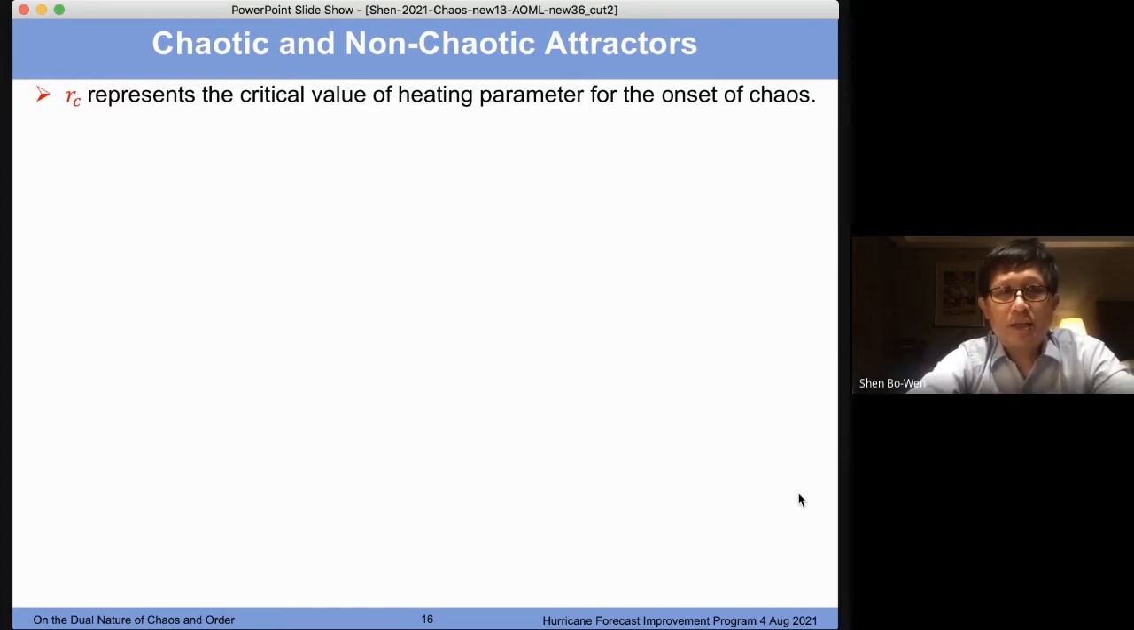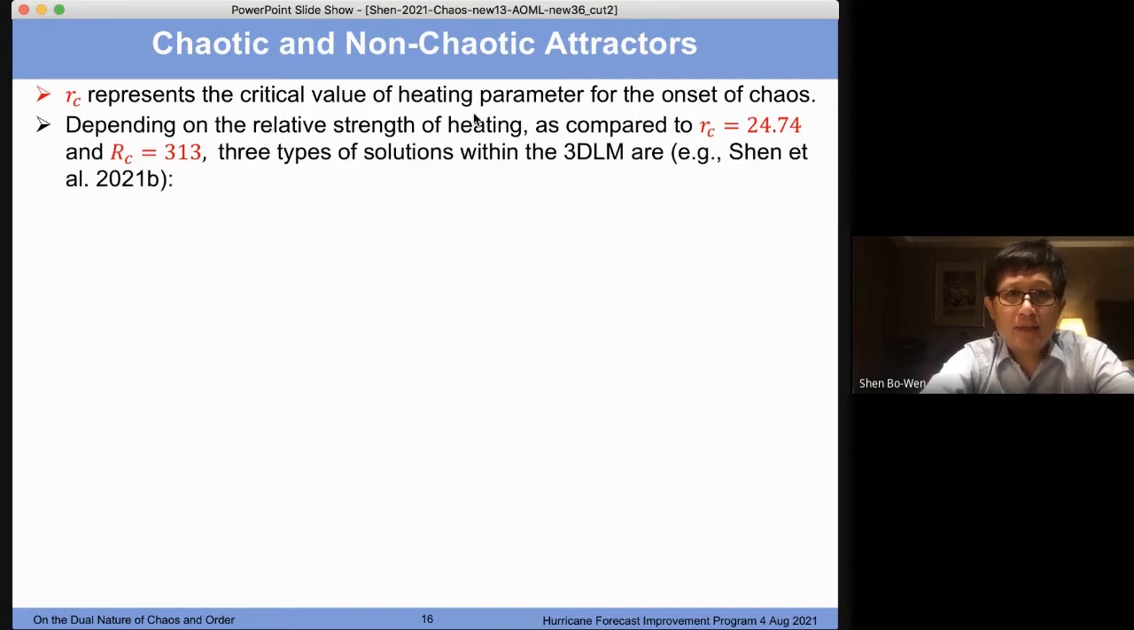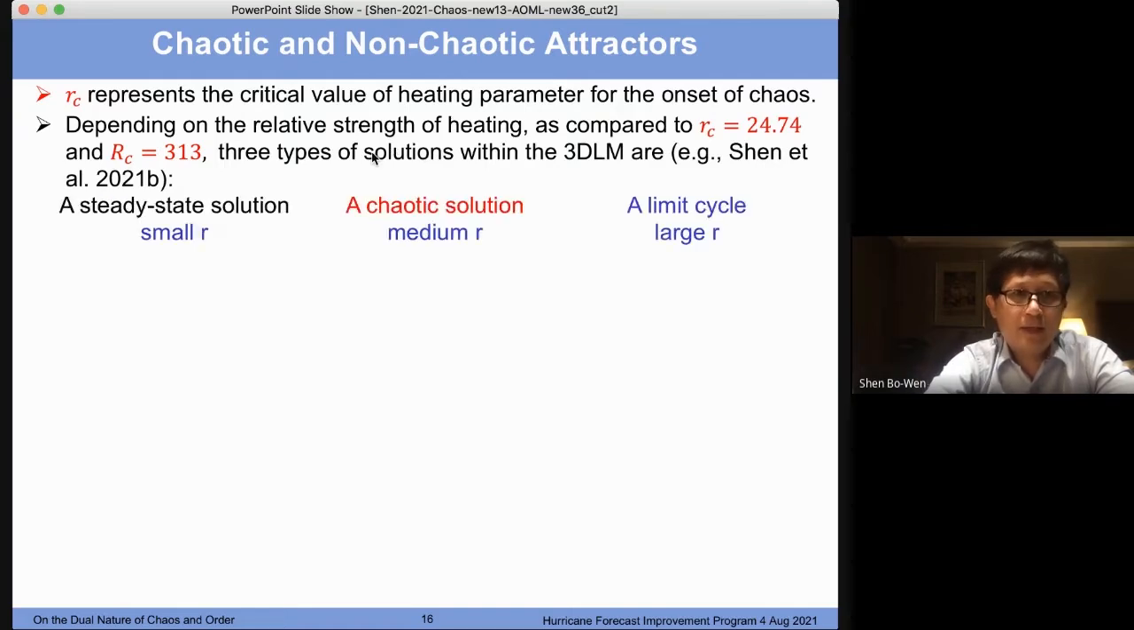Although chaotic solutions have been a focus for several decades, the Lorenz model also produces non-chaotic solutions, which are discussed here. We first define rc as the critical value of a heating parameter for the onset of chaos. rc can be determined analytically as 24.74 and the capital RC as 313. Based on the relative strength of heating, the model produces three types of solutions: at small r, medium r, and large r. In each of these cases, we are going to compare control and pair runs.